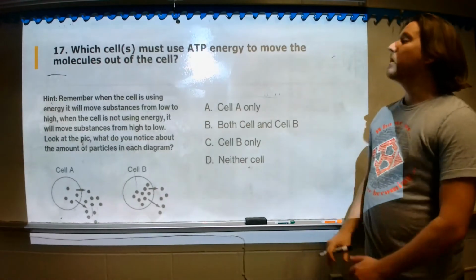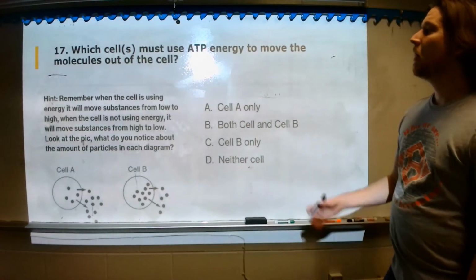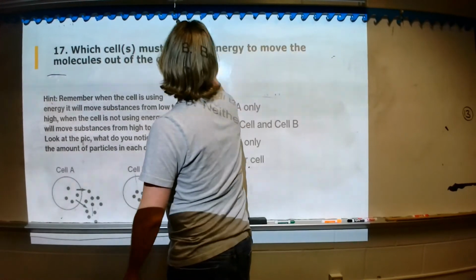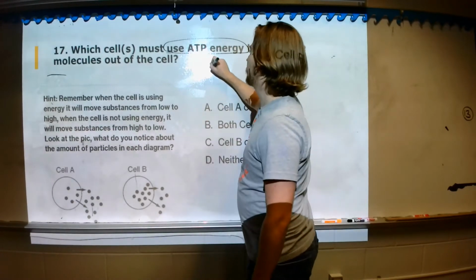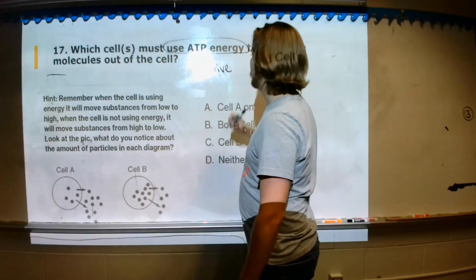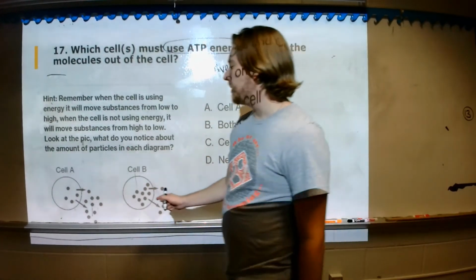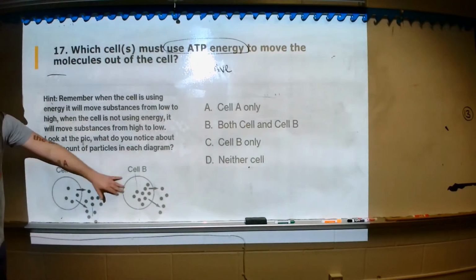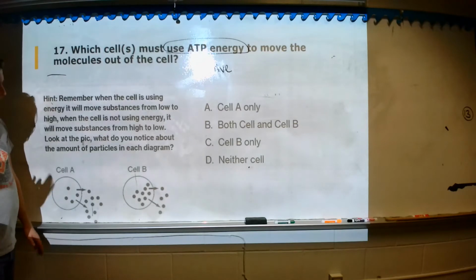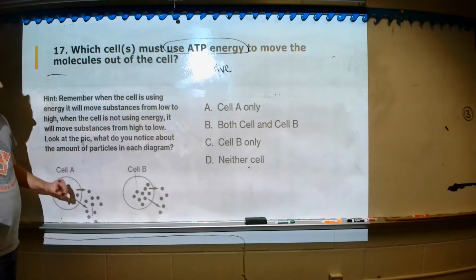Alright, which cells must use ATP energy to move the molecule out of the cell? I'm immediately going to circle use ATP, and I'm immediately going to see use ATP and write active. So it wants me to decide, is cell A active or is cell B active, or both? I got to be able to look at these and decide. Now they don't give me much to go on, they give me the number of dots, which means I'm going to think it's going to be the movement of the particles from low to high or high to low, depending on which.